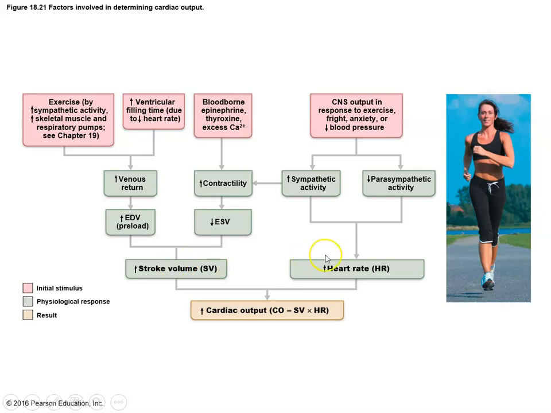So if we increase either stroke volume or heart rate, cardiac output goes up. If we increase both of them at the same time, that increases cardiac output significantly. So if the heart's beating faster and you have greater blood flow into it in the first place over here on this side, then you'll definitely get a significant increase in cardiac output.